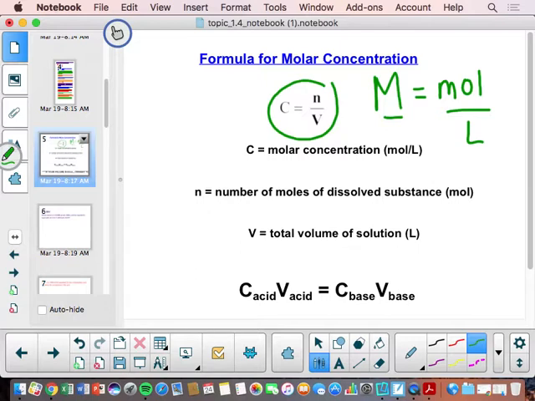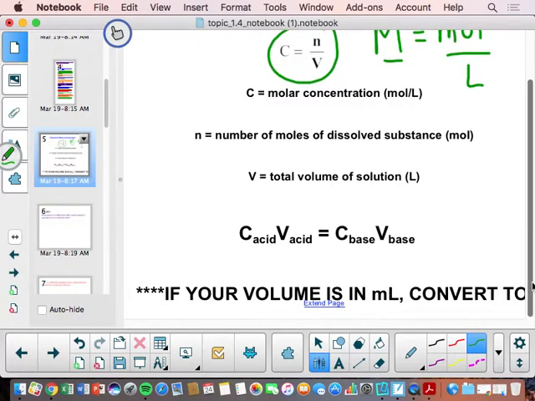And then we use this formula at the bottom to calculate our missing amount. So if we have a concentration of our acid, a volume of our acid, it's equal to the concentration of our base times the volume of our base. Okay? So we use that formula to be able to calculate our missing concentration when we're dealing with a neutralization with a titration.